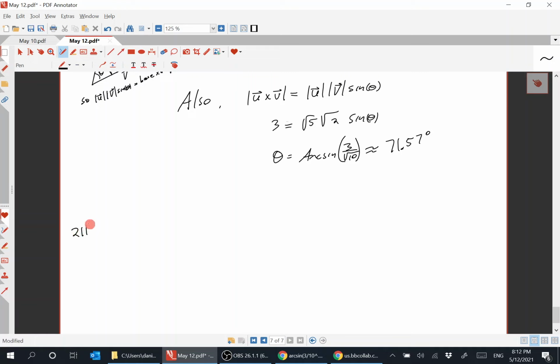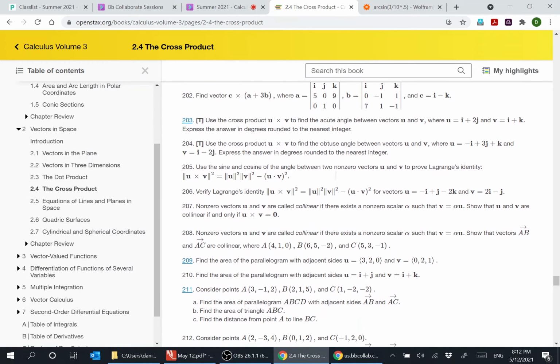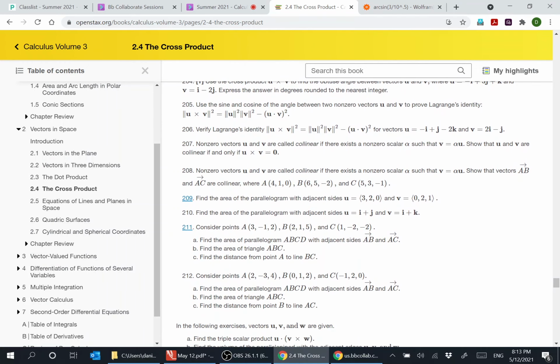211. Consider the points A, B, C. Find the area of the parallelogram with sides AB and AC. Find the area of the triangle ABC. And find the distance from point A to line BC. All right, so we have AB, AC.